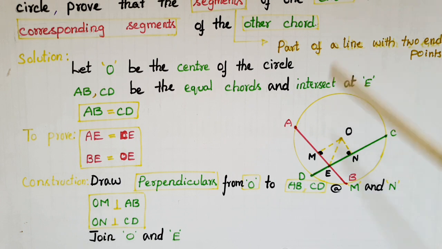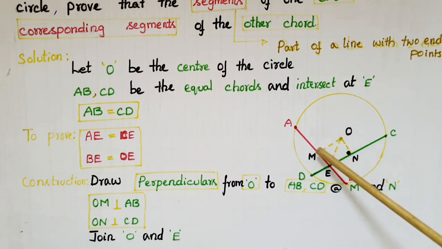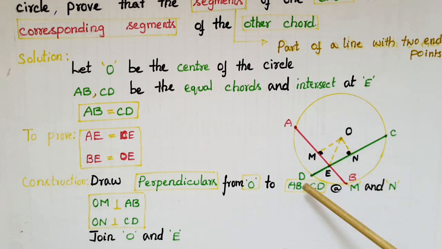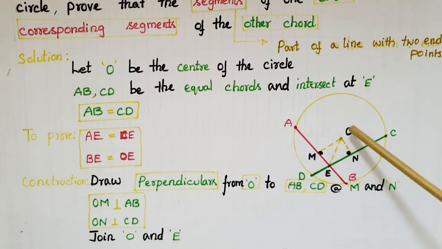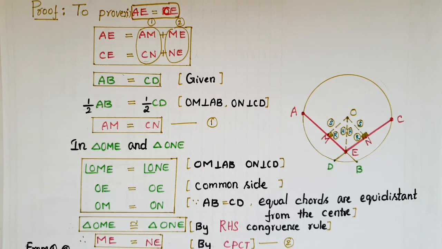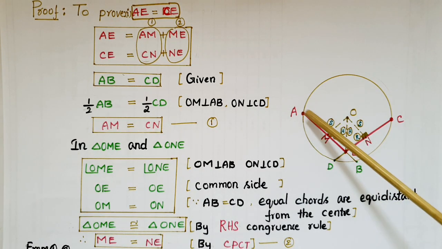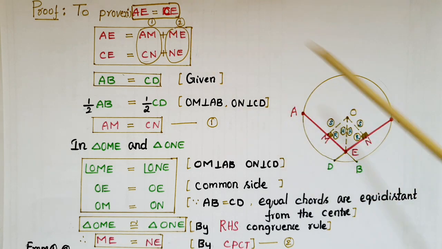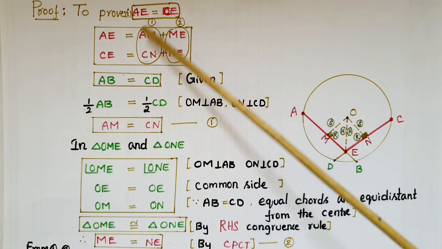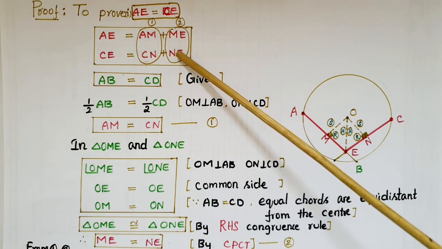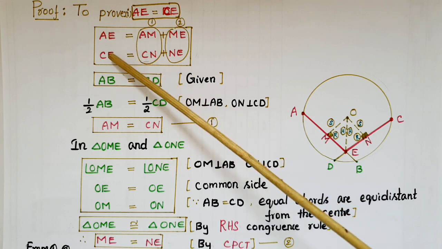So first draw perpendiculars from the center of the circle to the chords AB and CD. OM is perpendicular to AB and ON is perpendicular to CD, and join O and E. First we have to prove that AE is equal to CE. So AE we can write as AM plus ME, and CE we can write as CN plus NE. So if we can prove AM is equal to CN and ME is equal to NE, then we can say that AE is equal to CE.